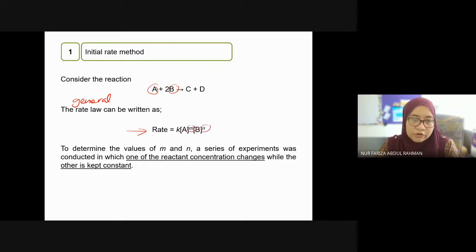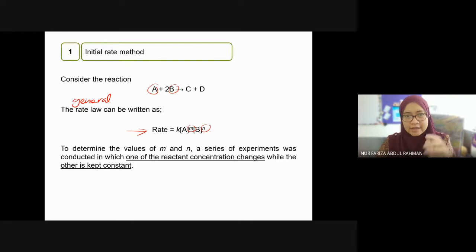Okay, so to determine the values of m and n, we need a series of experiments. Remember last time, m and n can only be determined through experiment. Okay, but that doesn't mean that you kena pergi buat eksperimen kejap untuk nak dapatkan m dengan n. Taklah, kita bagi you data, the data of experiment, and then you determine from there. So a series of experiments was conducted in which one of the reactant concentrations changes while the other is kept constant. So this is the method how we can determine the order with respect to A ataupun B.